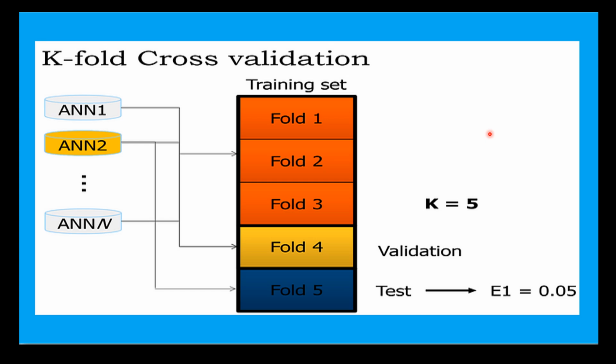So imagine you have a box with 10 apples and you want to evaluate your model's performance. You would split the apples into 5 groups or folds of 2 apples each. You would train your model on 4 of the groups, that is 80% of the data, and test it on the remaining group, that is 20% of the data. And this process would be repeated 5 times with each group being used as the test set once.